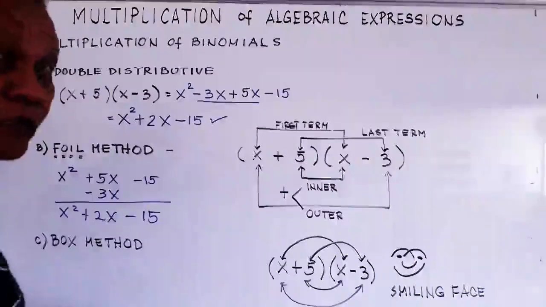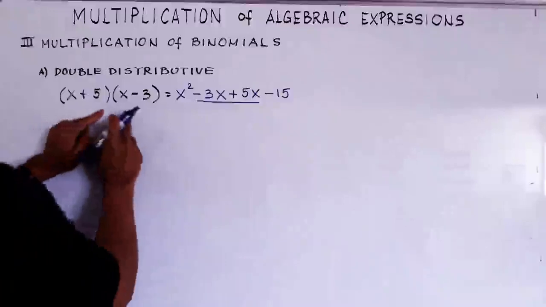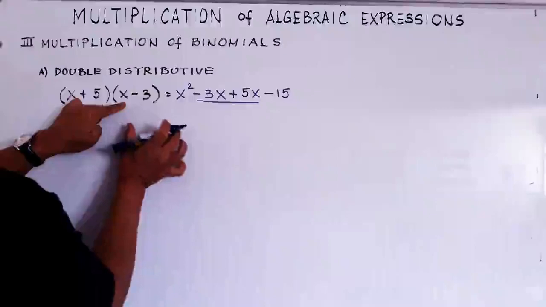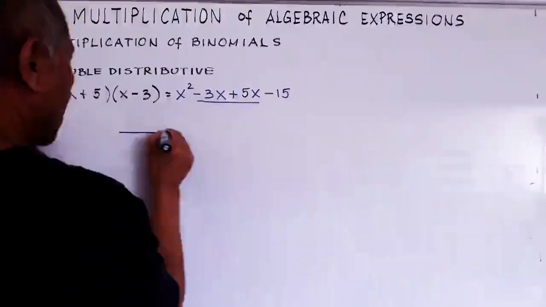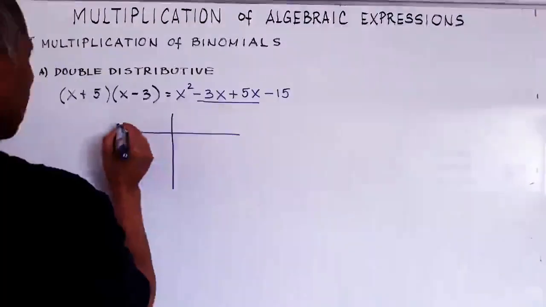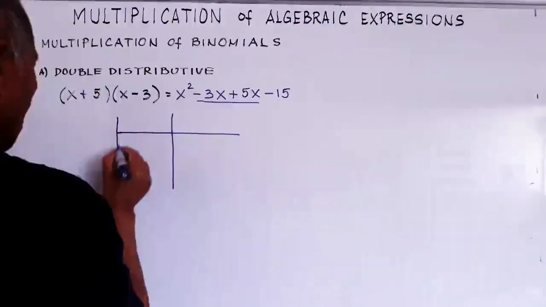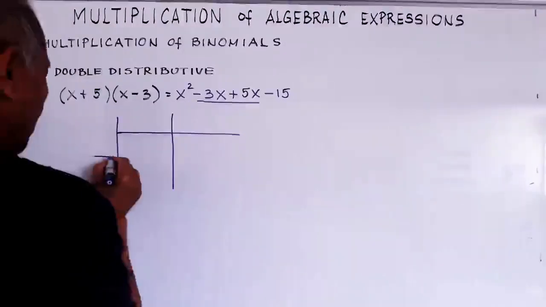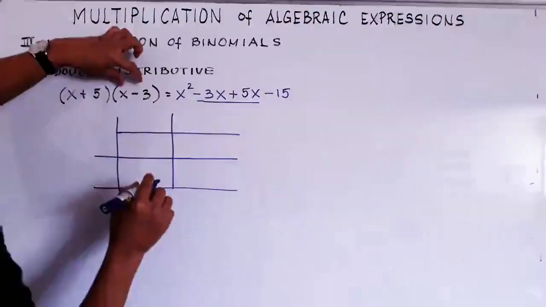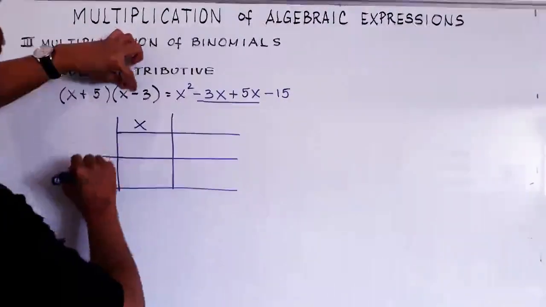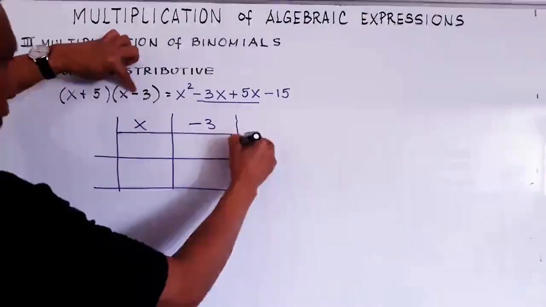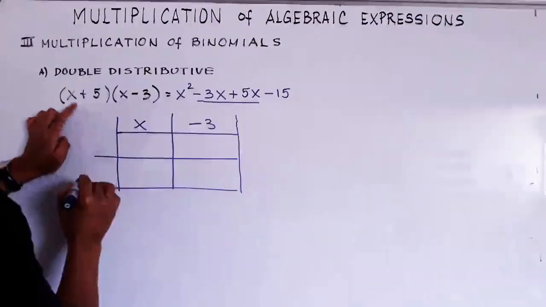Okay. Let's have the box method. We can put this x minus 3 up here. So we have here, put like that one, and here we have 2, and 2. This one is x, this was negative 3. Okay, we can put here if you want. Okay, here x.